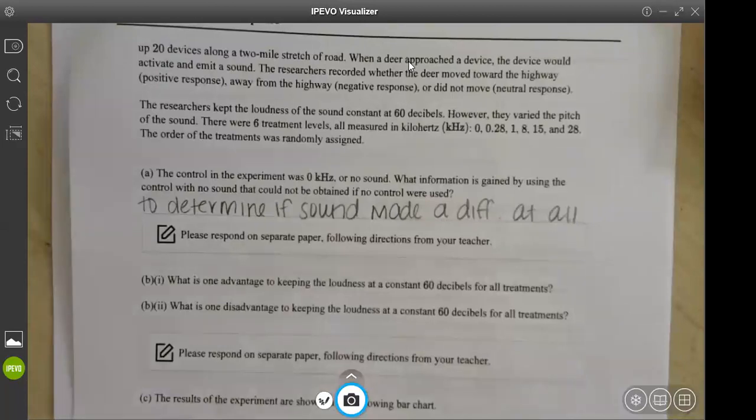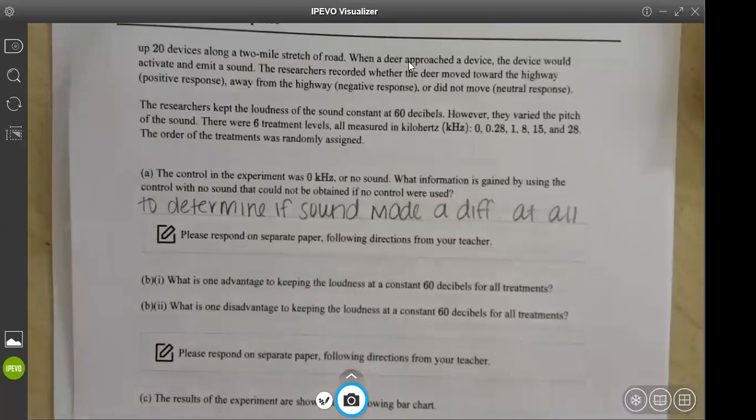So if we have a control, this 0 sound, we want to see what they do before the sound is even there. Does that make sense? Do they run towards the highway? Do they run away from it? What happens? Then when we add the sound, what happens? Okay, so we want to make sure that we control for it to determine if sound makes a difference at all.